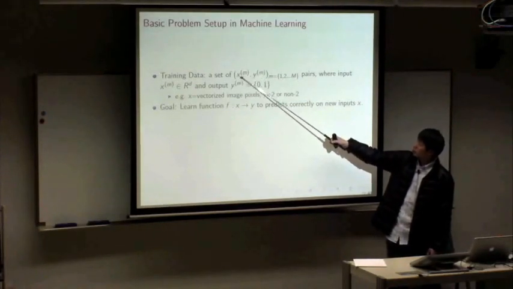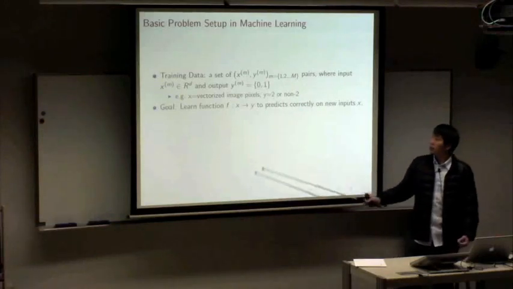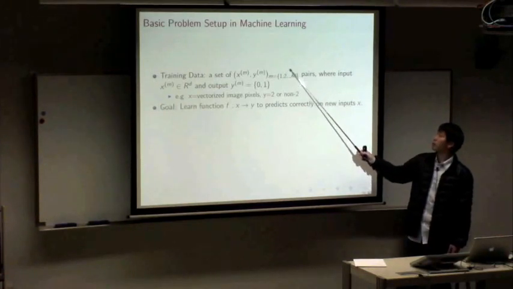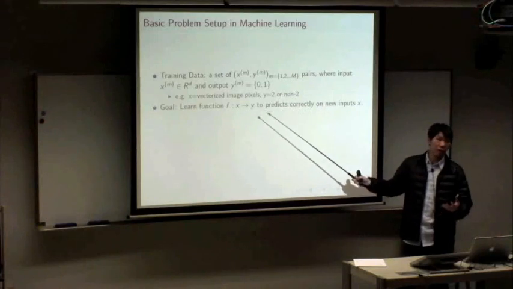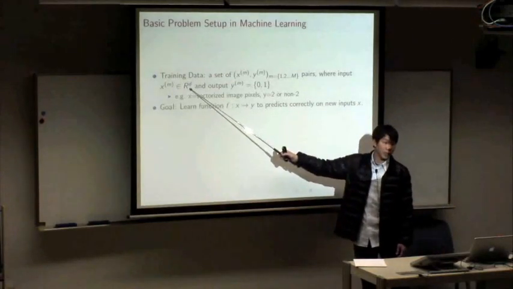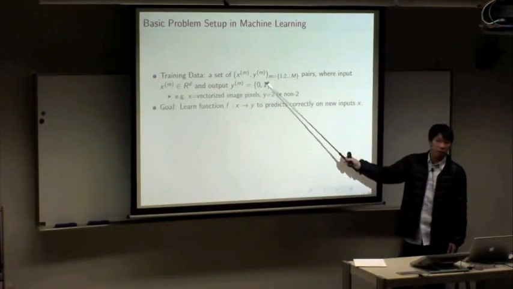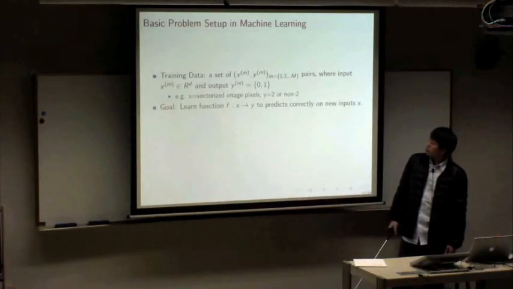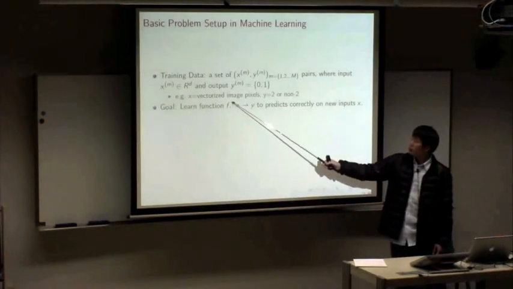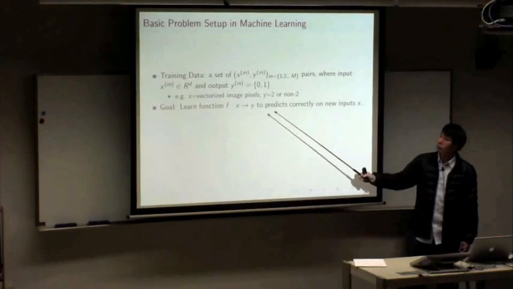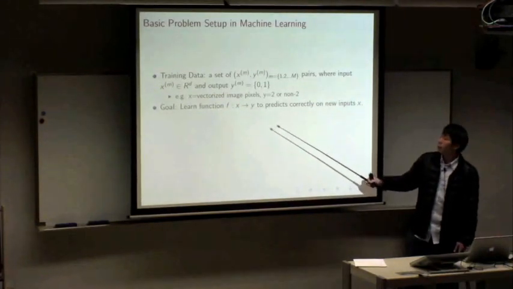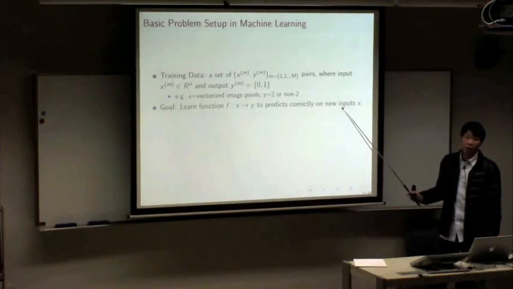And I use the superscript m here to represent the training point. So we have a total of big M training points. So say, for example, big M equals 10,000. So you have 10,000 training data. And for each of these training data, the x is some vector in dimension d, and y is basically either 0 or 1. And our goal as a machine learning person is to learn a function f that maps from x to y. This function takes x as a parameter and gives y as output. And we want this function to predict correctly on new inputs that we haven't seen before.